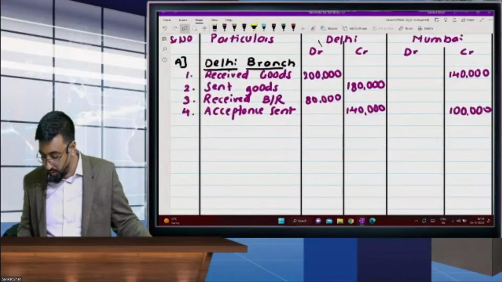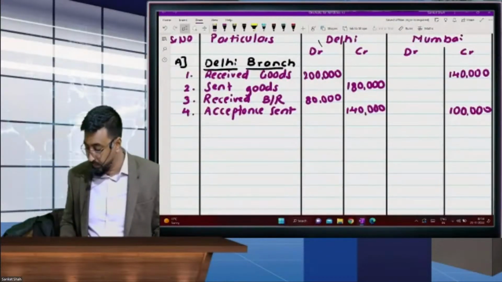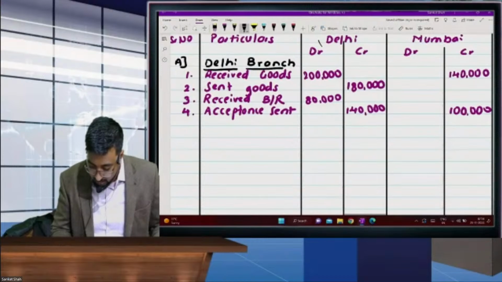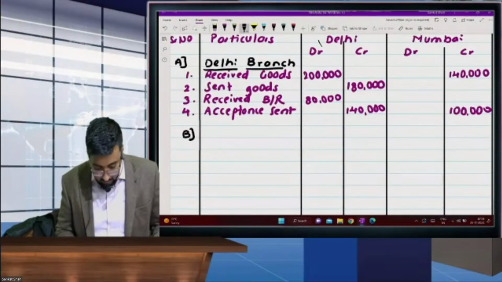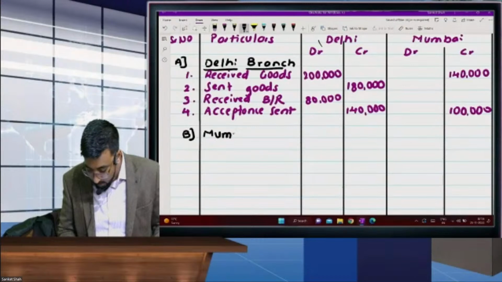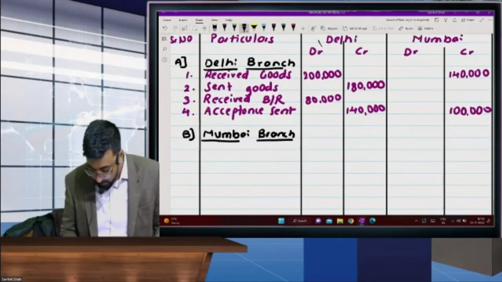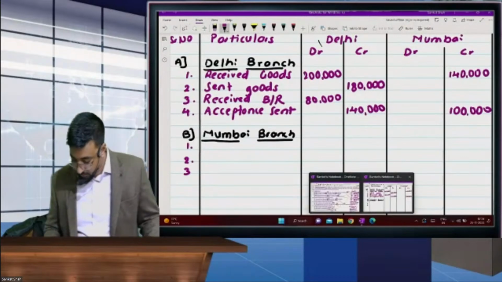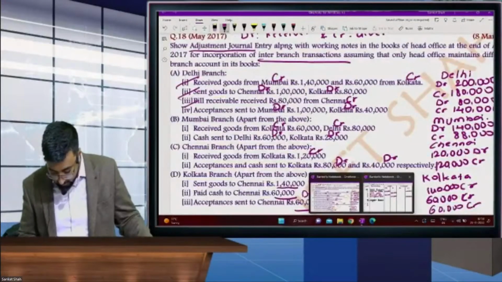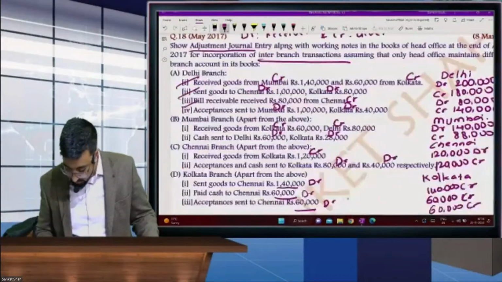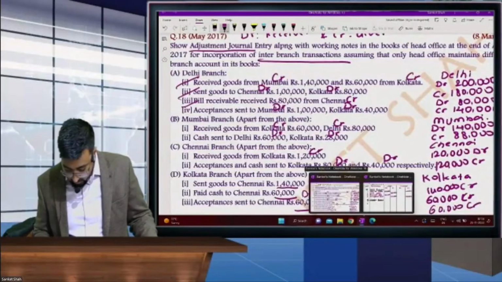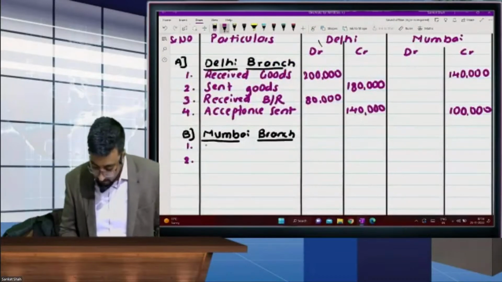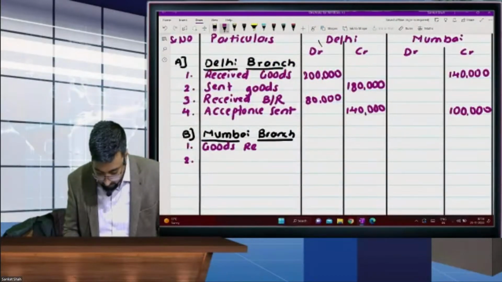So till now you do not have any difficulty. Yes. Now let's move to next part. B. Mumbai branch. Now wait, for improving speed, I will record first transactions and then debit credit. So this is goods received and cash sent. Goods received, cash sent.